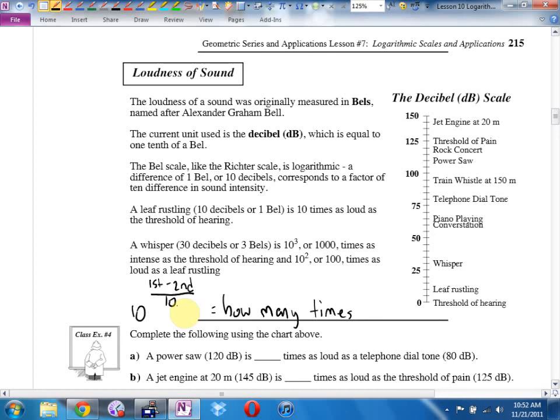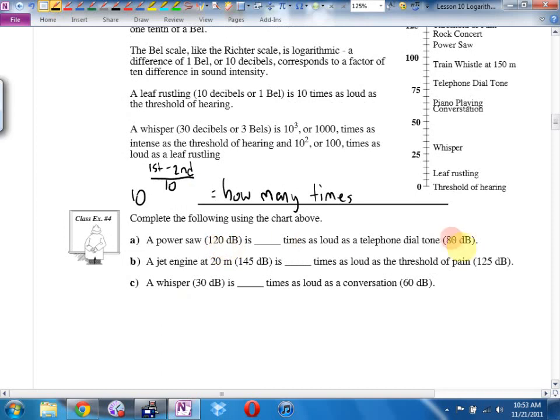a power saw is how many times as loud as a telephone dial? It's not 40. 10 to the fourth, not 10 to the 40th. A jet engine, 145 decibels, is how many times as loud as the threshold of pain? 145 take away 125 is 20, but it's not 10 to the 20th, it's 10 to the 2. Again, I don't like the way C is worded. A whisper is how many times as loud as a conversation? Well, 30 take away 60 is negative 30. It's 10 to the negative 3. It's 1/1000 as loud.